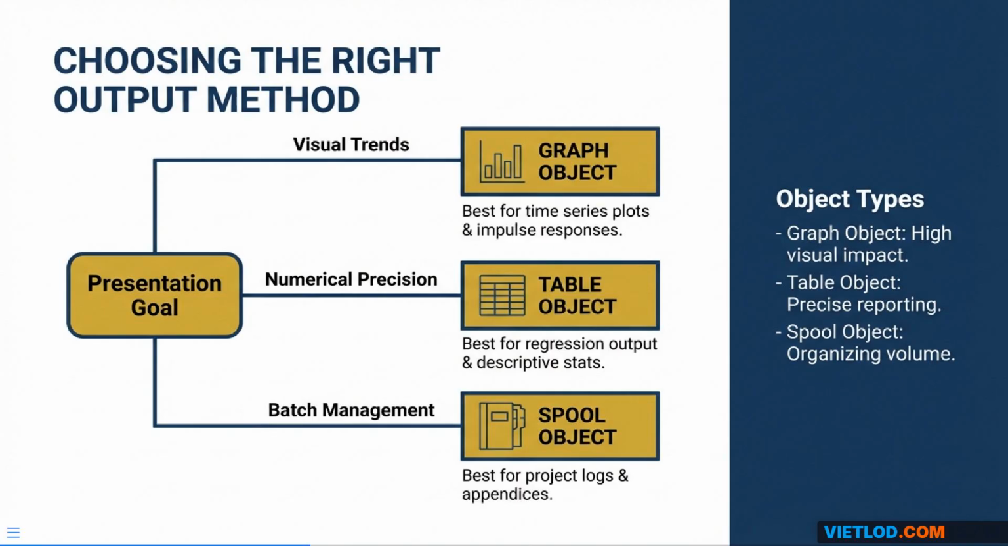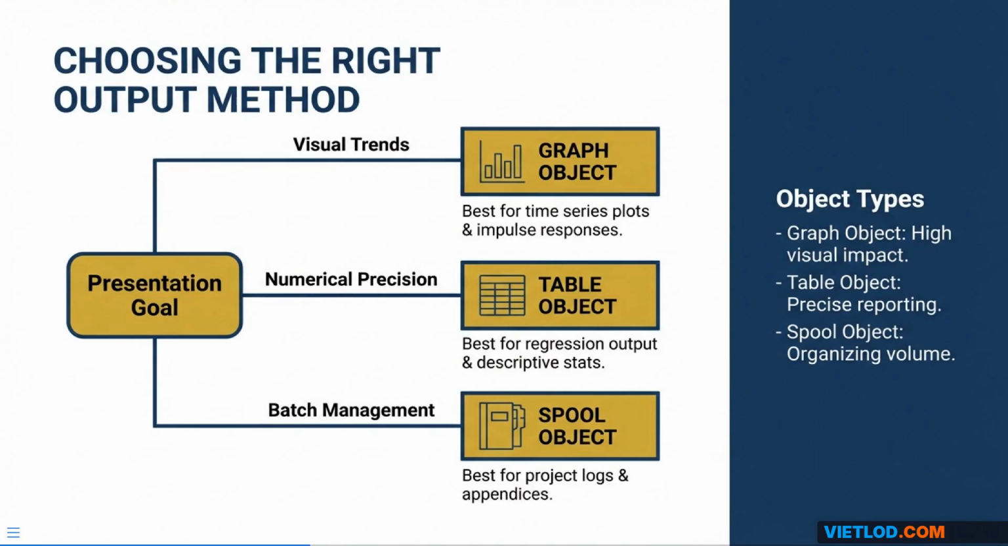If your goal is to show visual trends, the graph object is your best choice. It's perfect for time series plots, impulse response functions, or scatter diagrams where the visual impact is key. When numerical precision is paramount, use a table object. This is ideal for presenting regression outputs, descriptive statistics, or unit root test results, where the exact numbers matter.